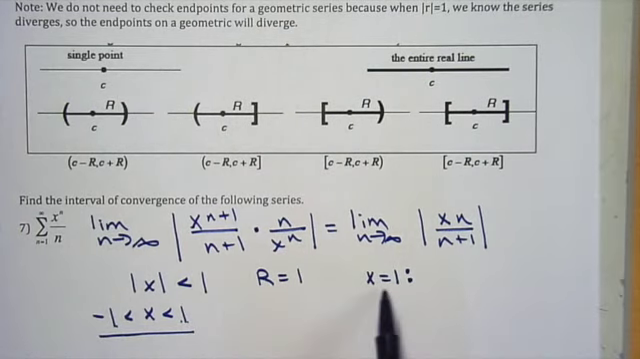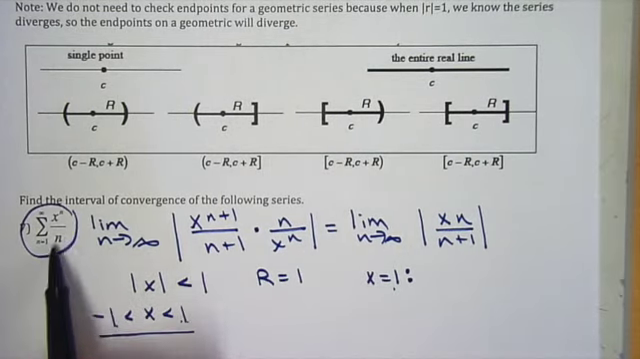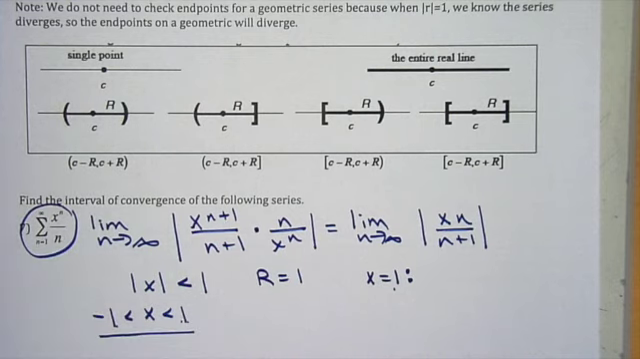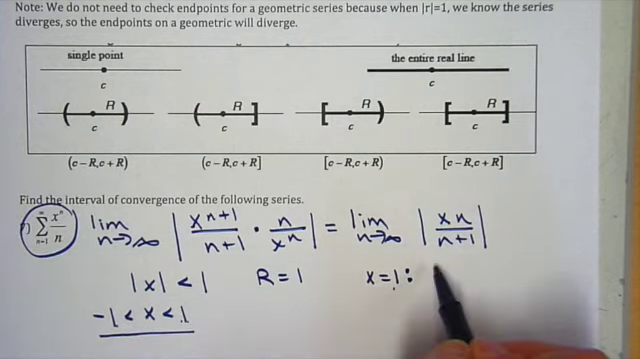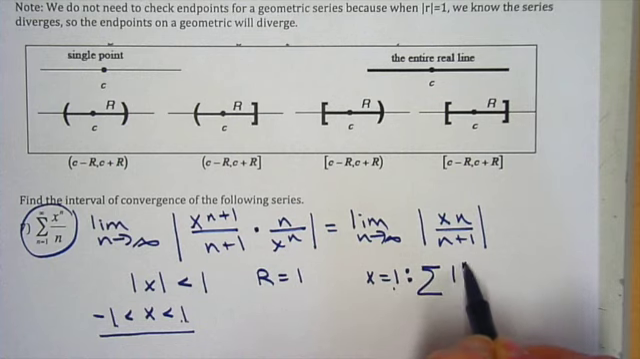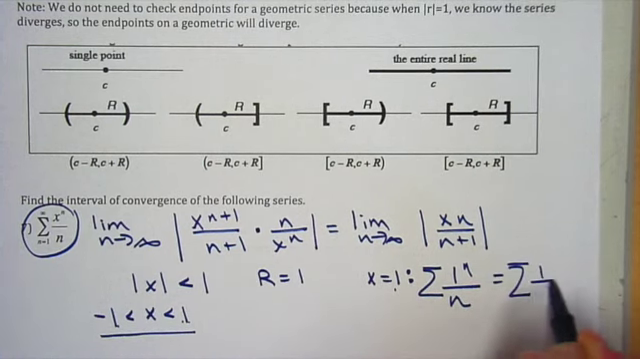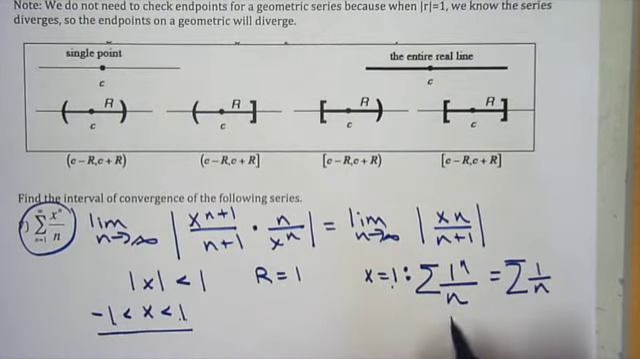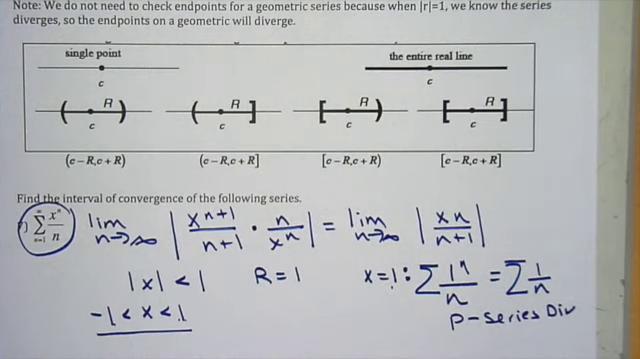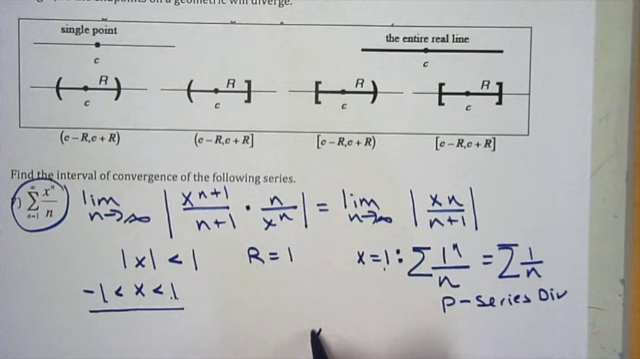So what you're going to do is take your endpoint, and you need to figure out what happens when I plug in 1 for x. Is this going to be a series that converges or diverges? When I plug in 1 for x, I end up with this. Well, 1 to the n over n is just always this. This is a p-series that diverges. Okay, let's try -1 and see what happens.